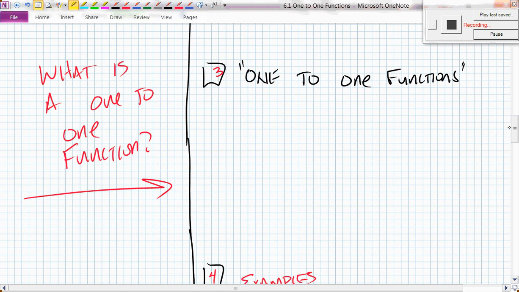Here's the next question I have: what is a one-to-one function? So I'm about to tell you what that is right now. A one-to-one function is a subcategory of functions themselves. First we teach you polynomials, then we teach you functions, then we sort of branch out into different types of functions. And one of those types of functions is a one-to-one function. So what does it mean? What is it? So here you go.